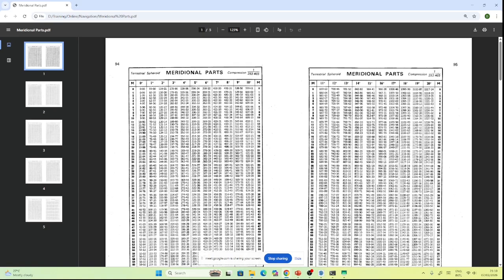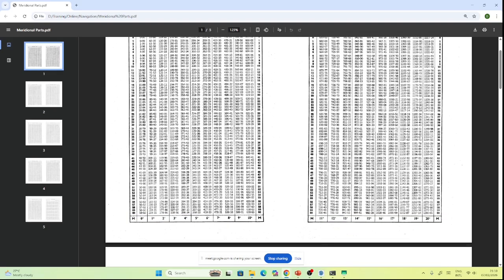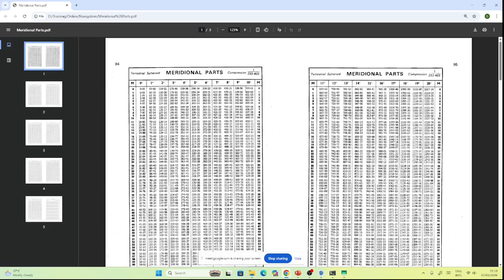Page number depends on the version. This is starting from page number 94. So in the Norrie's table, you will find the meridional parts. Now let's go to 10 degrees. Here you can see 10 degrees. Can you see that?